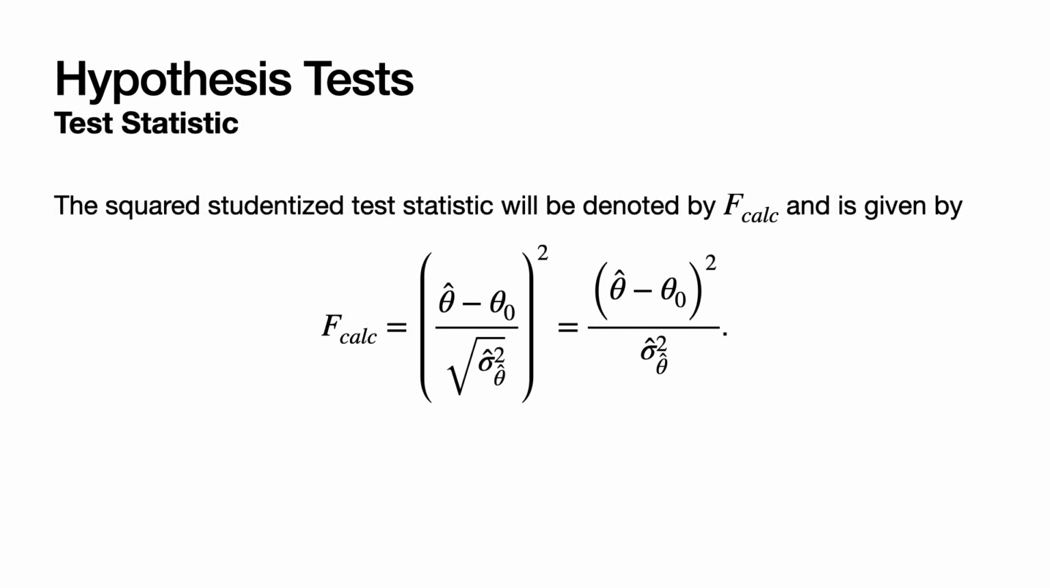The squared version of the test statistic will be called Fcalc, and it's equal to the square of the difference, theta hat minus the hypothesized value of theta, divided by sigma hat squared sub theta hat.